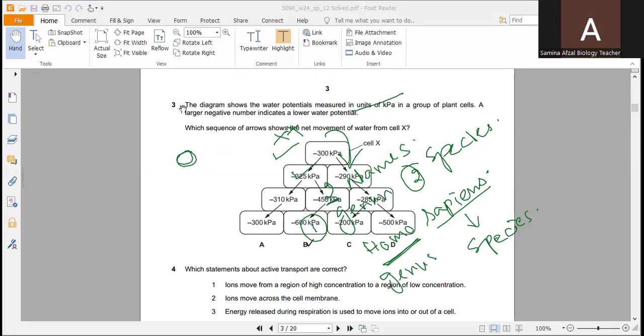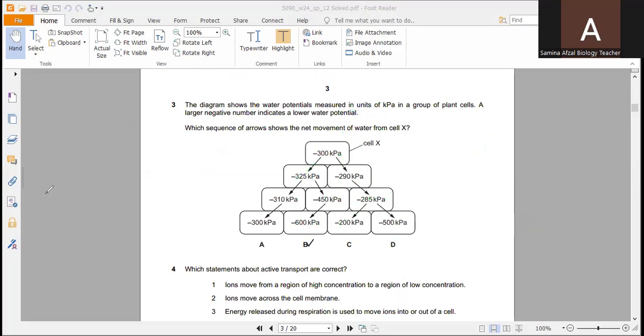Next, question number 3 is, the diagram shows the water potentials measured in units of kPa in a group of plant cells. A larger negative number indicates a lower water potential. Which sequence of arrows shows the net movement of water from cell X? Well, you can see cell X has a water potential of minus 300 kPa. The arrows show the movement of the water.